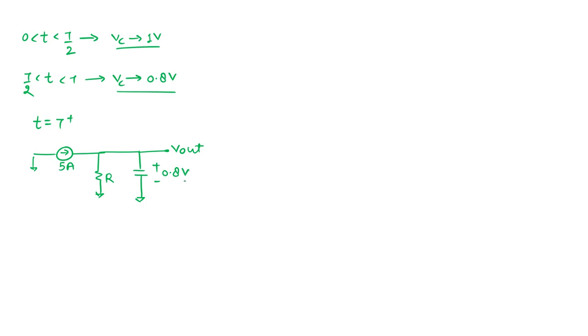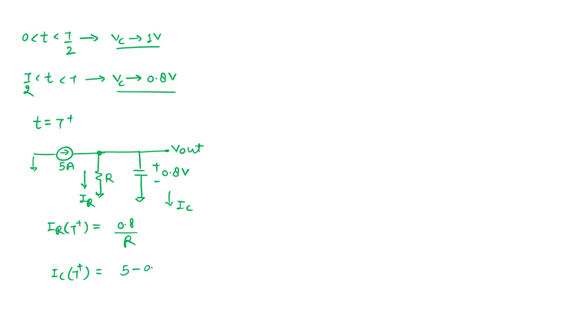V out. Okay, because it has reached 0.8. I think you are following the discussion. So what is the IR? We are seeing that here the initial condition, which is after T, IR has some value, which is nothing but 0.8 by R. So what is the value of IC? So IC at T positive, what?